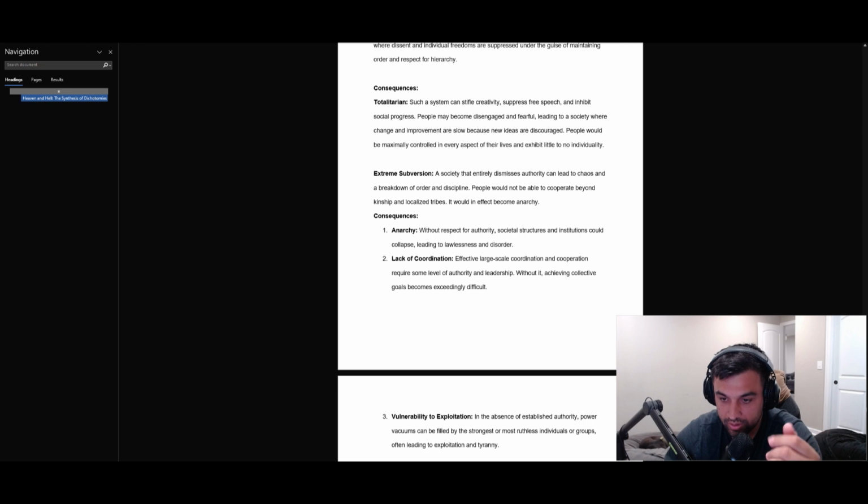And it would lack coordination. Any large-scale coordination and cooperation would be seen as the enemy. And it would require some level of authority and leadership. Without it, achieving collective goals would become exceedingly difficult, if not impossible.